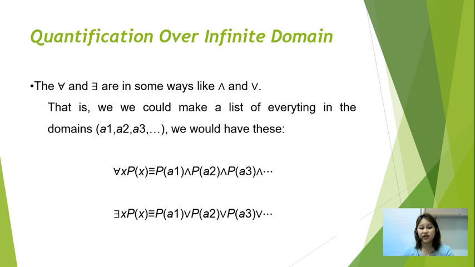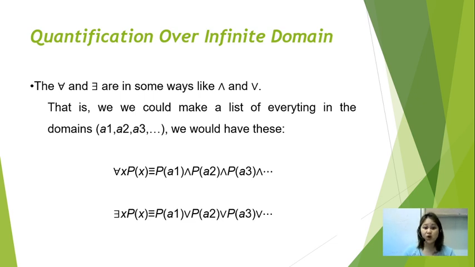Quantification over a finite domain: sometimes in the problems, you are only given, let's say, numbers from 1 to 10. So that is finite. Let's say you can only use even numbers from 1 to 100. That is finite. So when the condition says you should only use numbers from 1 to 10, that is a finite domain. But if it says you can use any numbers, that is an infinite domain.